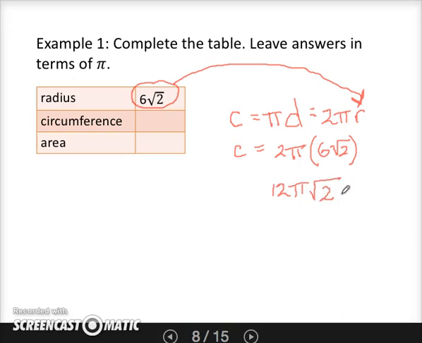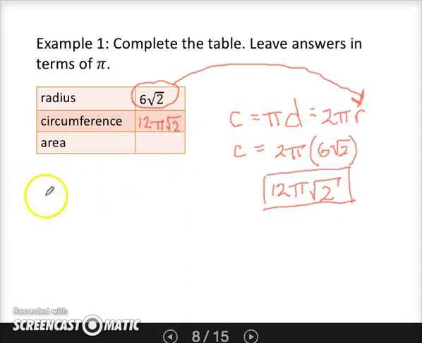That's a convention, as I said in one of the other videos, so that we don't accidentally think one of these things belongs inside of this radical. We write the other things in front of the radical. So 12 pi times the square root of 2 is what goes in this circumference box.